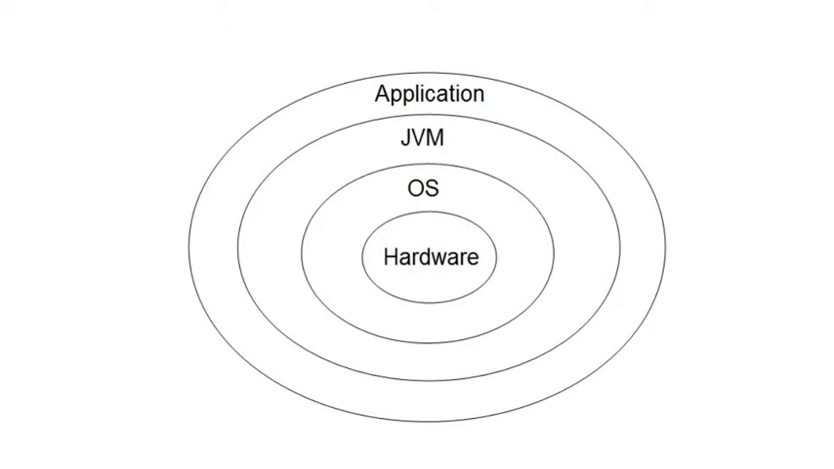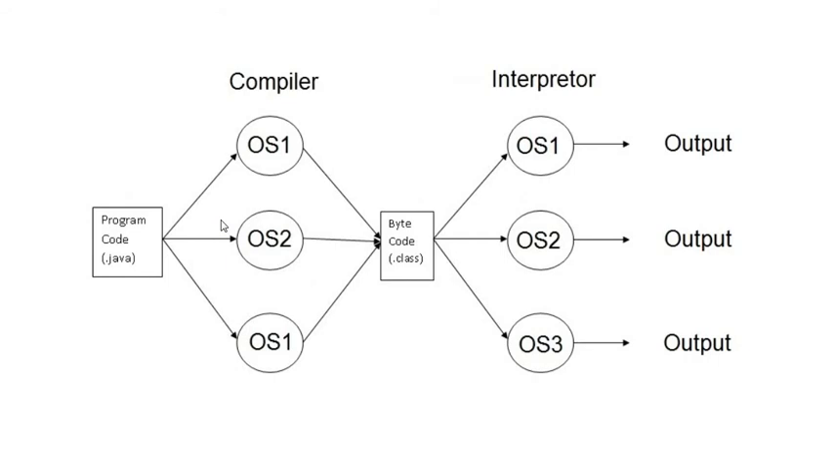Okay, so now we know that there is a JVM. But now we want to know why it is platform independent. It is platform independent because there are two things in Java. One is the compiler and another is the interpreter. The compiler compiles the program code and it gets converted into bytecode.